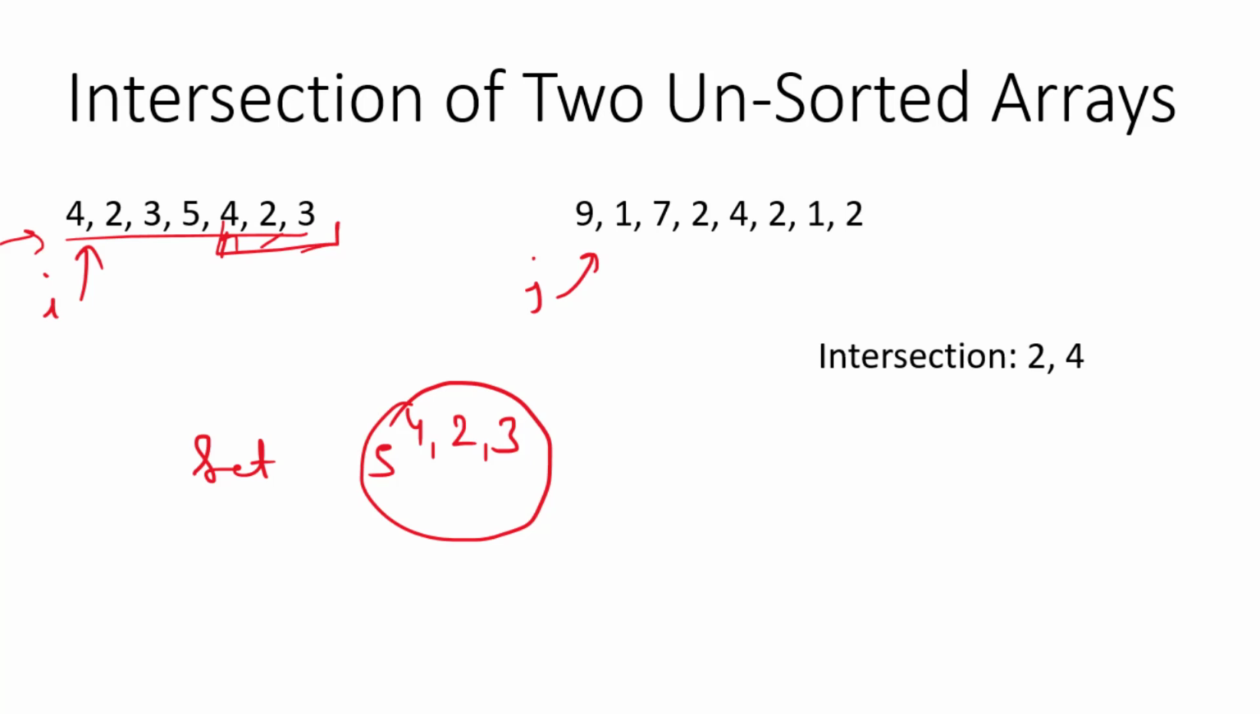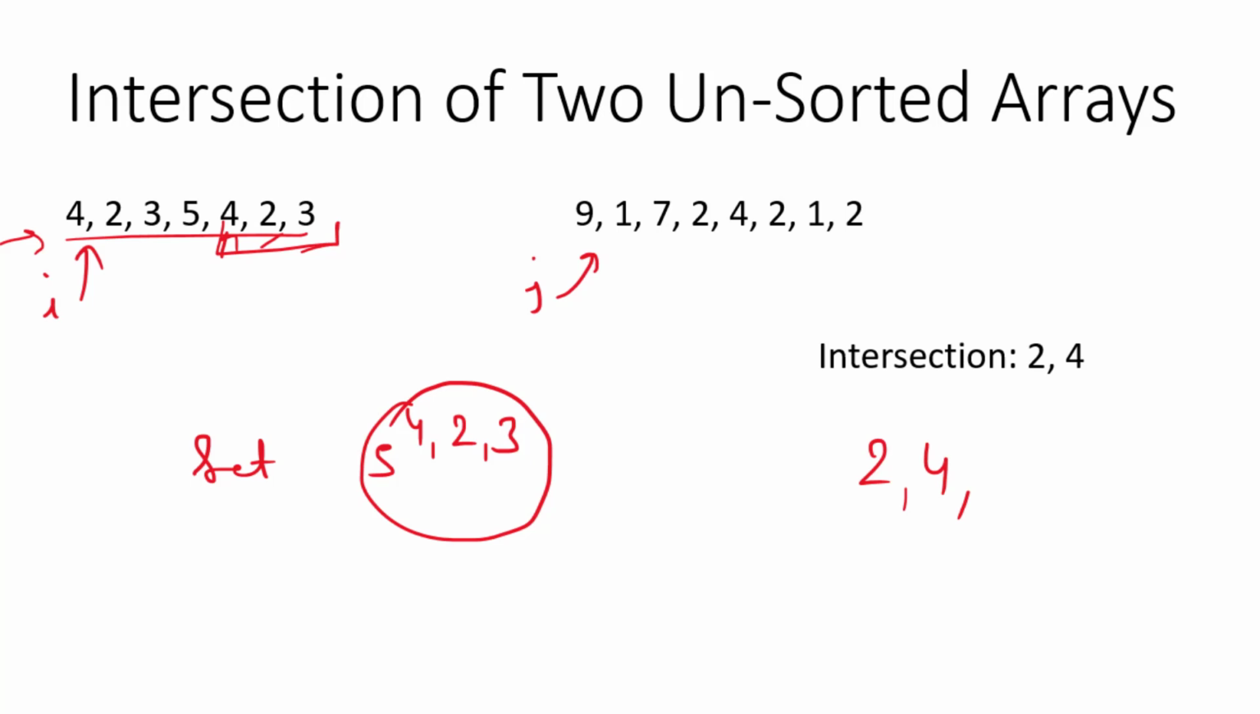Let me explain. Let's say 9 is here, so 9 is not in the set, so don't do anything. 1 is also not here, don't do anything. 7 is not here, don't do anything. Now 2 is here, so you will say okay, 2 is also present in the set, it means print the 2. Now 4 is also present, so you will print it.